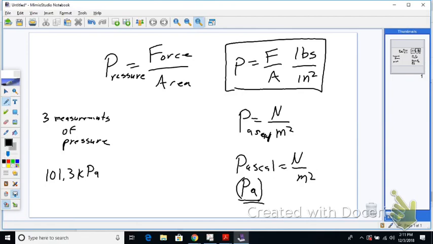So this represents a barometer reading. That would be 760 millimeters in height of mercury. So we can take a barometer. Okay, so this is measured with a barometer.